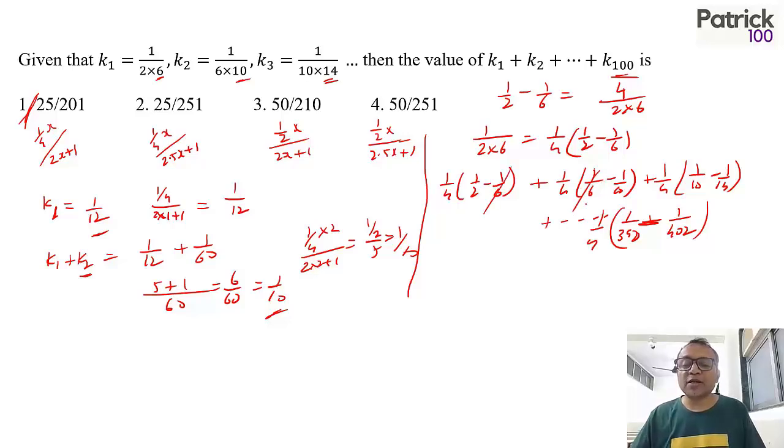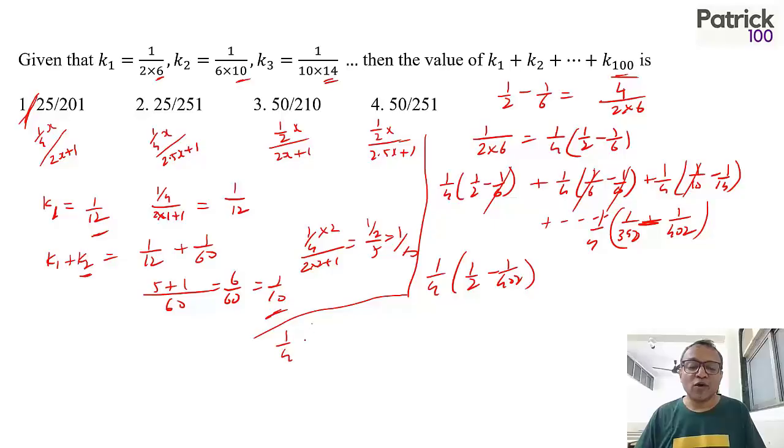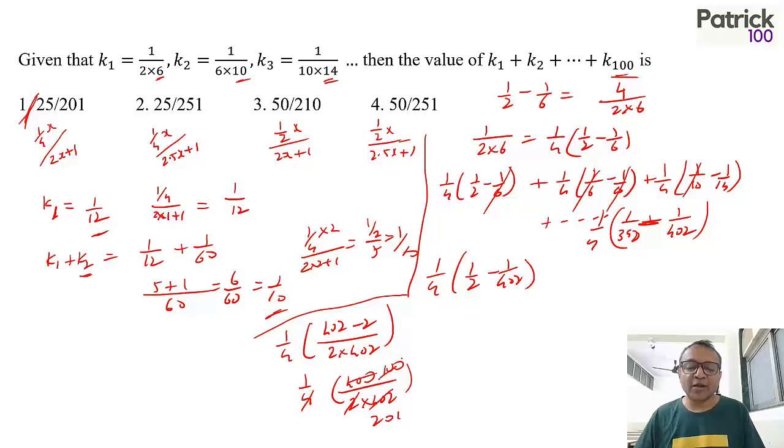1 upon 6, 1 upon 6 will get cancelled, 1 upon 10, 1 upon 10 will get cancelled. If I take 1 by 4 common, everything else will get cancelled. What will be left is half minus 1 upon 402. If I solve this, 1 by 4, half becomes 2 into 402, 402 minus 2, so 1 by 4, 400 upon 2 into 402. So 400 gets cancelled to 100, and 2 and 401 will get cancelled to make it 25. So you realize 25 upon 101.